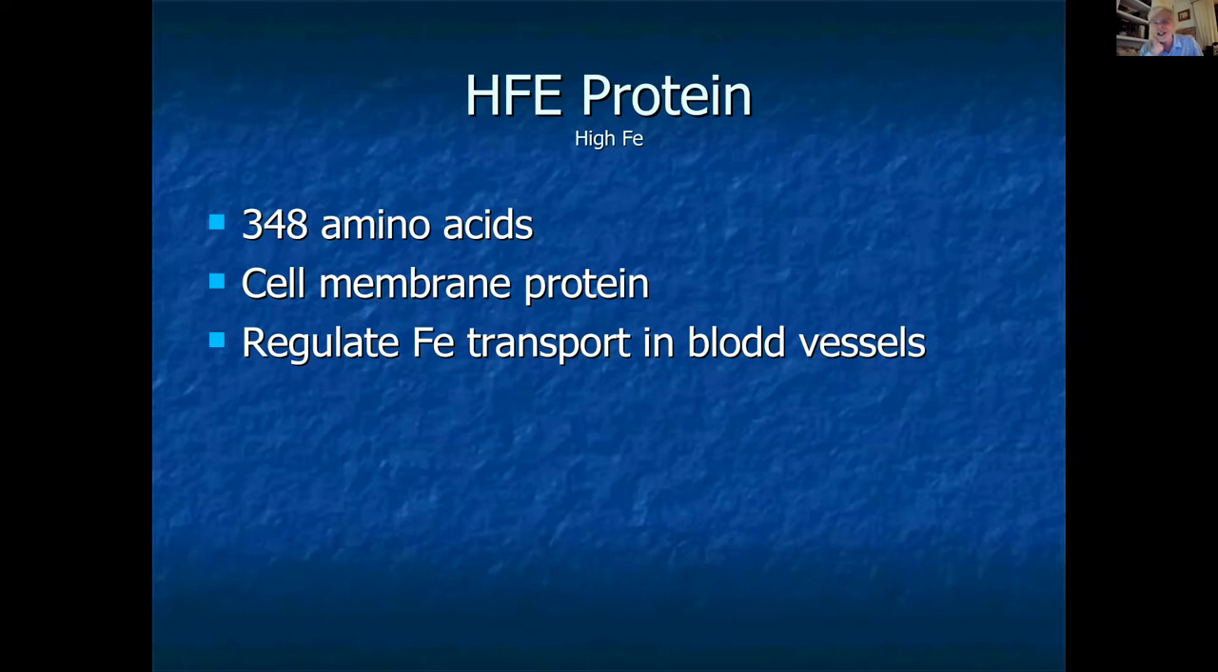For our concern, I come back to the protein. The protein that we are looking at here is the HFE protein, which is an iron protein. Fe is the chemical symbol for iron. That protein is a string, as I told you, of 348 amino acids. It is mainly located in the cell membrane, and its function is to regulate the iron intake and transport in the blood vessels.